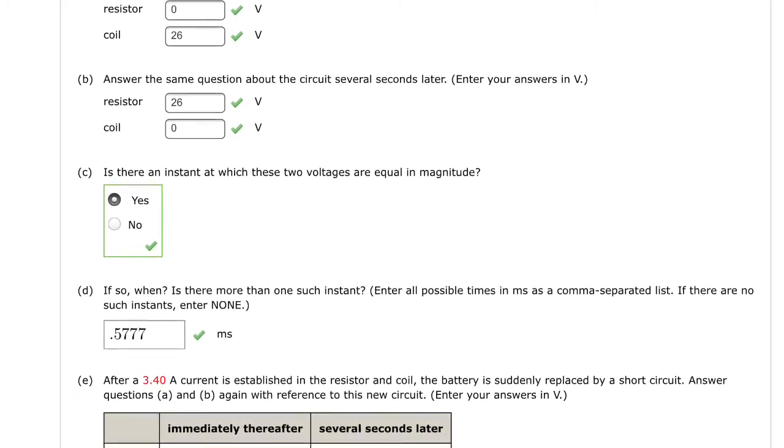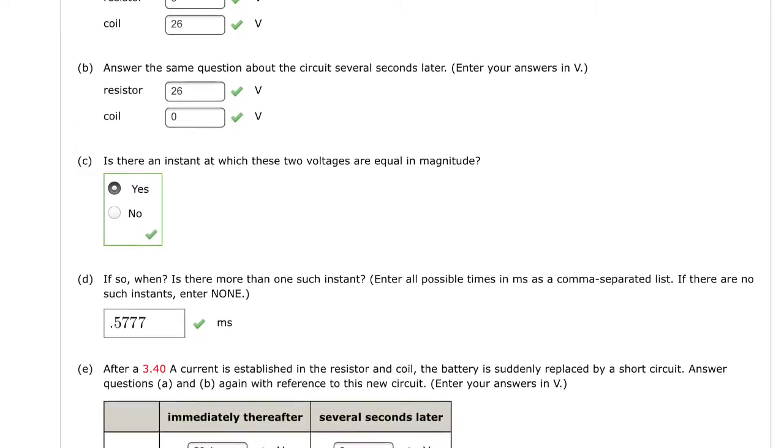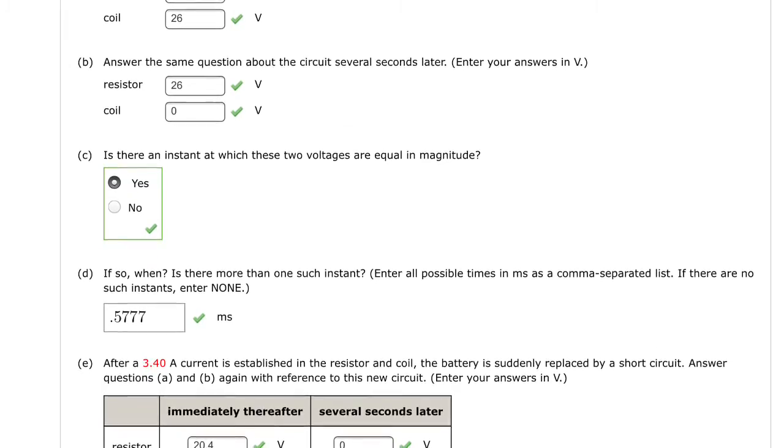The battery is suddenly replaced by a short circuit. Determine the voltage drops across the resistor immediately after and a few seconds later.